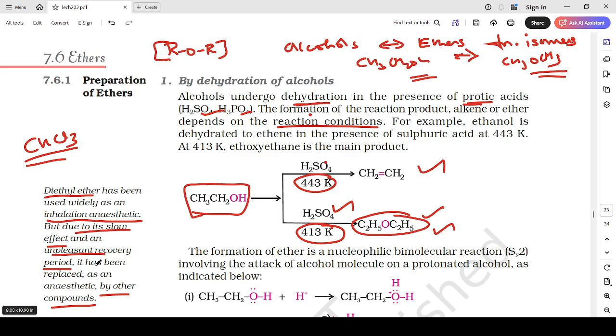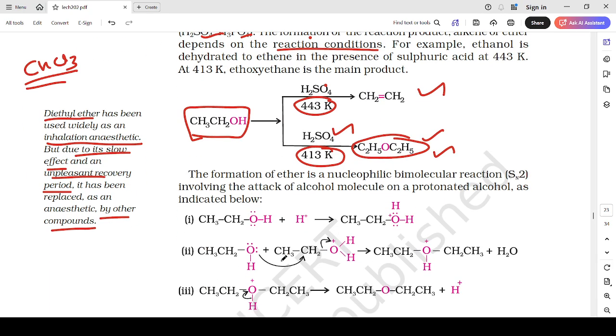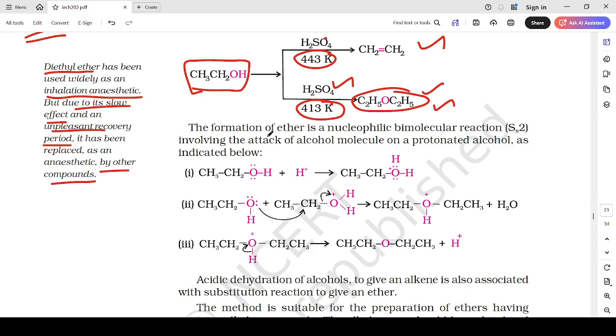I don't know whether you have had anesthetic previously. The recovery from the anesthetic is actually terrible. You feel nausea. You feel very giddy when you're getting out of the anesthetic. So they are not using diethyl ether as well. Instead, they are using another type of compounds. The replacement has come.